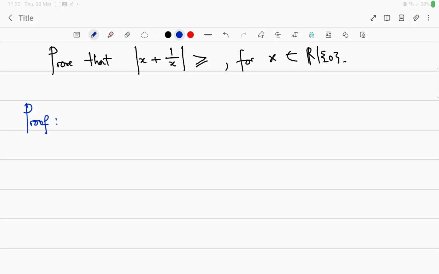In this video, we are going to be proving that x plus 1 over x is greater than or equal to 2 for x, which is an element of R minus 0. For us to prove this, there are so many approaches. We can use the definition of the modulus, or we can use the properties of the modulus.